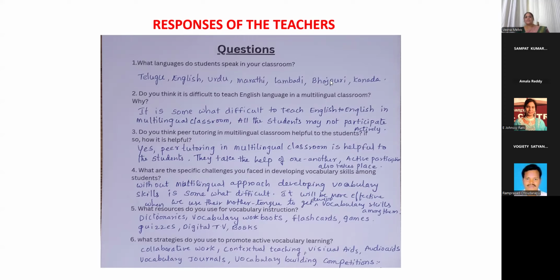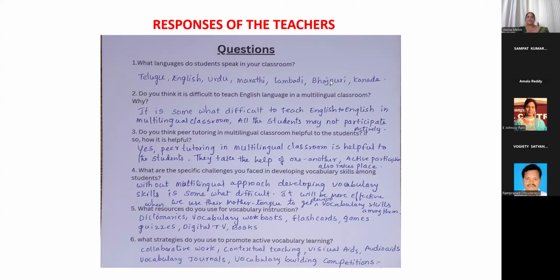Next question, do you think peer tutoring in a multilingual classroom is helpful to the students? If so, how is it helpful? They wrote, yes, peer tutoring in a multilingual classroom is helpful to the students. They take the help of one another, so active participation takes place. Like this, they answered six questions and gave many opinions about multilingualism.